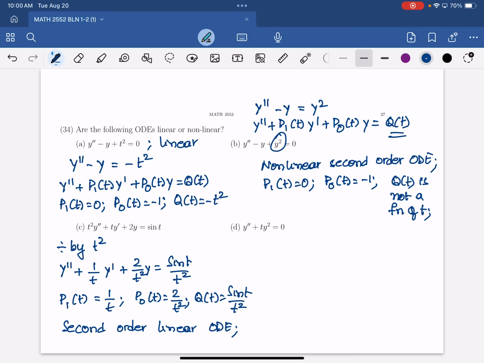So what about D? Is it linear or non-linear? Is it okay if I just say it is non-linear and don't need to write out everything? So this is the non-linear second order ODE, right? Clear? Okay.